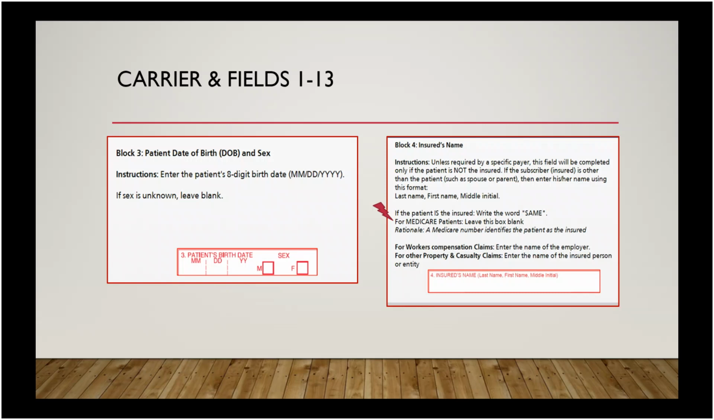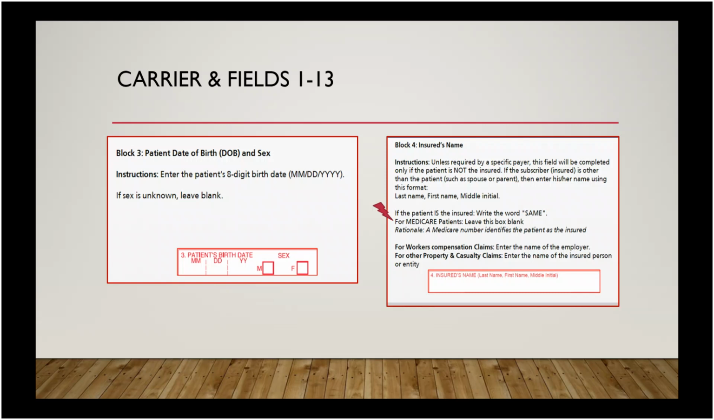Block 4. Unless required by a specific payer, this field will be completed only if the patient is not the insured. So again, that's specific to that information. If the subscriber insured is other than the patient, such as a spouse or a parent, then enter his or her name using the format last name, first name, middle initial. And then if the patient is the insured, write the word same.